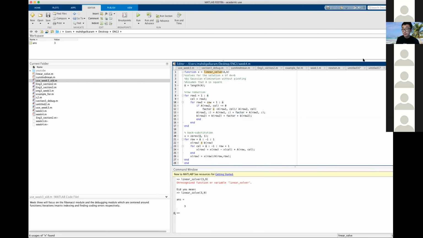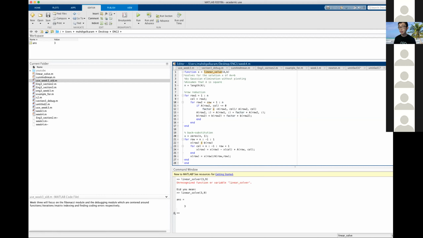So let's think about the ideas. Go through this function. First we do this row reduction, and we have to calculate the factor. And one important thing is we have to make sure this is not 0. And then we go back, and this is called back substitution. So we have to start from the end to the front. Okay, so this is for the Gaussian elimination.